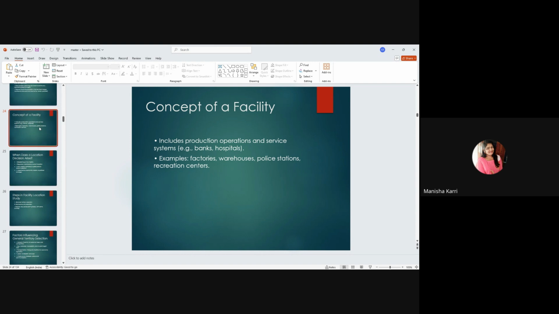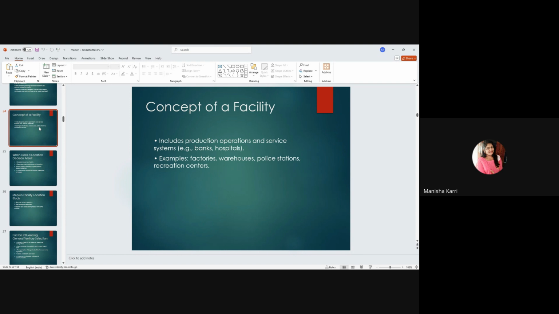Generally, a facility is a place where operations take place, whether for making products or providing services. It can be a building, space, or complex that supports specific functions or a set of activities. So how many types of facilities are there?